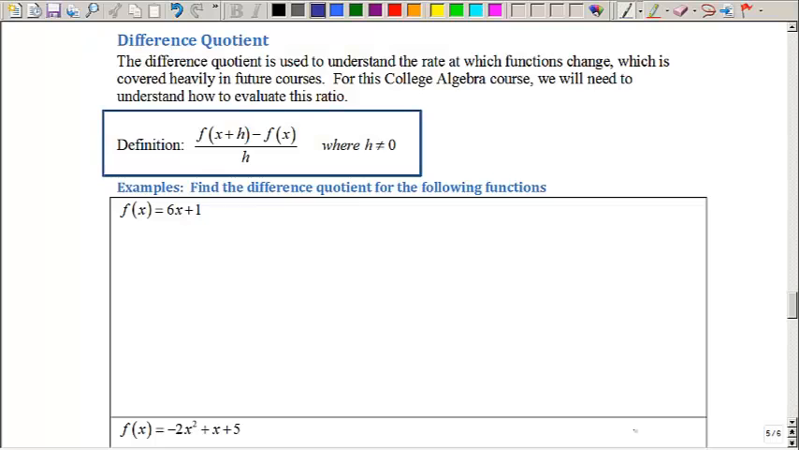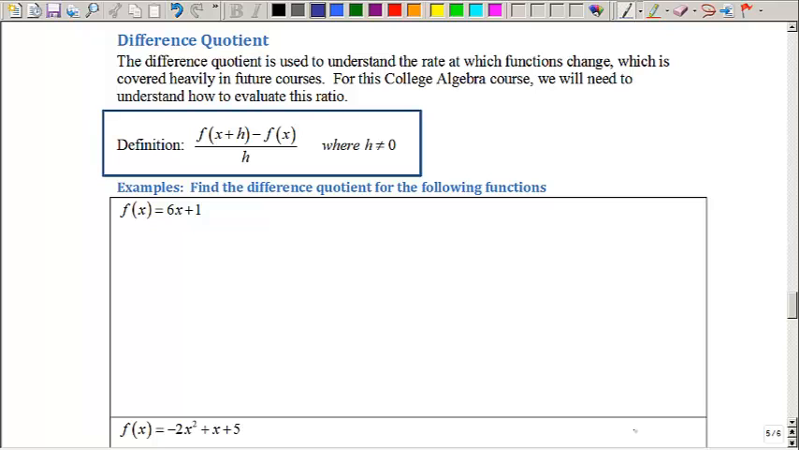The last section to this lesson is on the difference quotient. The difference quotient is used to understand the rate at which functions change, which is covered heavily in future courses. For this college algebra course, we will need to understand how to evaluate this ratio, not necessarily understand so much what it means, which will be covered heavily in future courses. We want you to be prepared algebraically so that you can understand it when you cover this again.